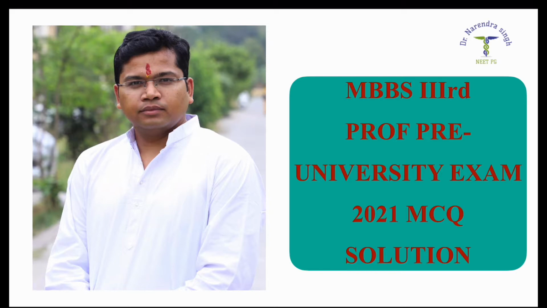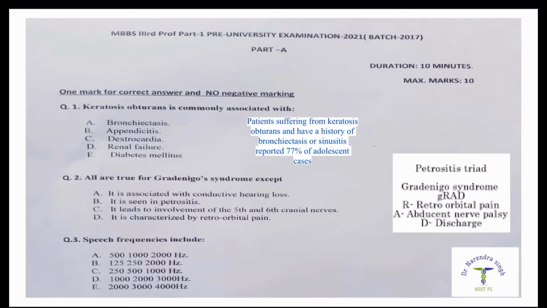So, beginning with today's session, question number 1 in the exam was: keratosis obturans is commonly associated with. This was the most confusing question and everybody was wondering what the correct answer was. The correct answer is that keratosis obturans is commonly associated with bronchiectasis.